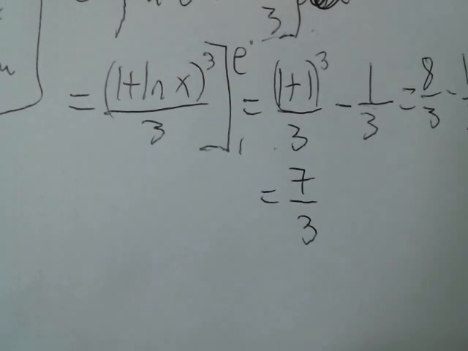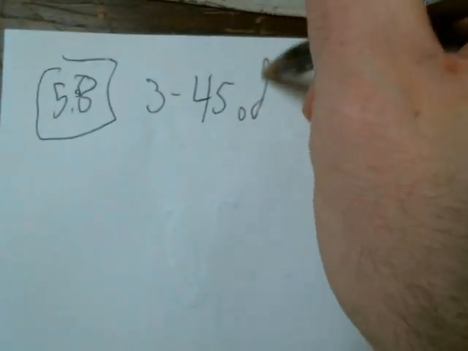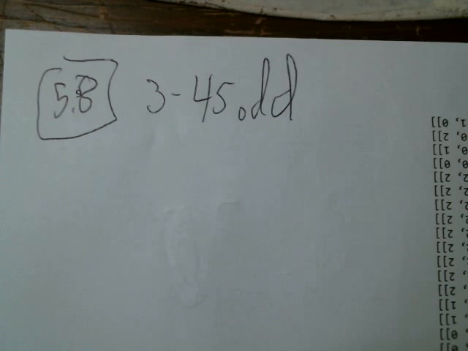Okay, so a bunch of those on the test. Section 5.8 is the next section. Okay, and in that case, we want questions like 3 to 45 odd. And those were inverse trig.